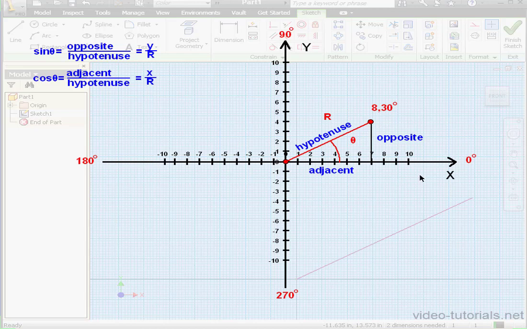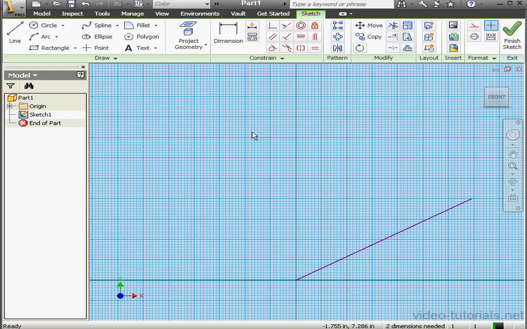From here, our x and y coordinates can be described as follows. Let's do y first. Y equals r multiplied by the sine of theta. X equals r multiplied by the cosine of theta. And let me close my diagram. Let's get back to Inventor.